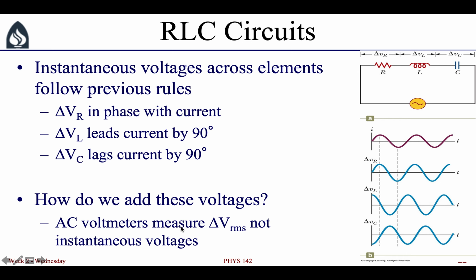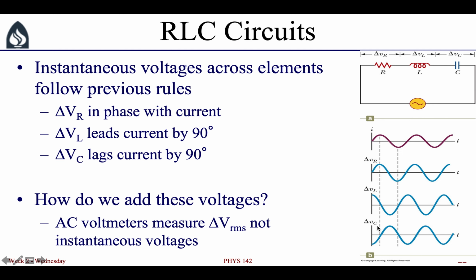Now, the instantaneous voltages across the elements follow the rules that we stated previously on previous slides. So what we saw was that if we have some oscillating current, the instantaneous voltage across the resistor is in phase with the current. So it's doing the same thing at the same time that the current is. We also saw that the voltage across the inductor leads the current by 90 degrees. So it peaks before the current does. So all of its peaks come before the current peaks.